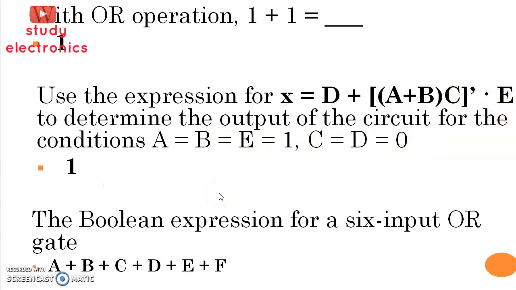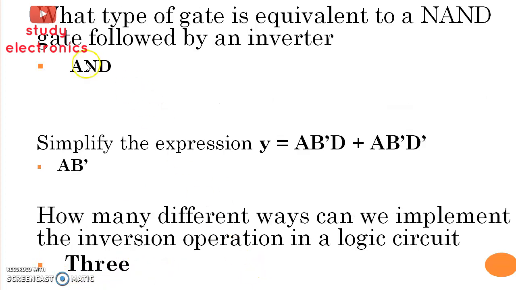Next, the Boolean expression for a 6 input OR gate is A plus B plus C plus D plus E plus F. Okay. Next, what type of gate is equivalent to a NAND gate followed by an inverter? So a NAND gate is the opposite of an AND. Okay. So if a NAND gate is followed by an inverter, we get an AND gate.